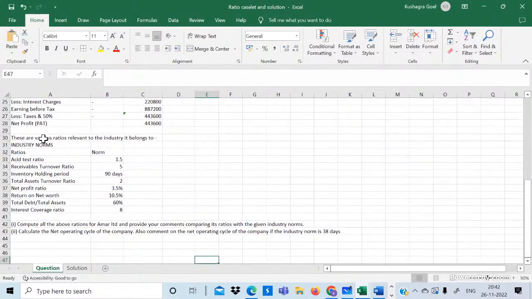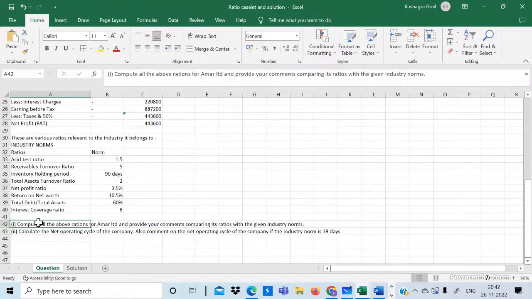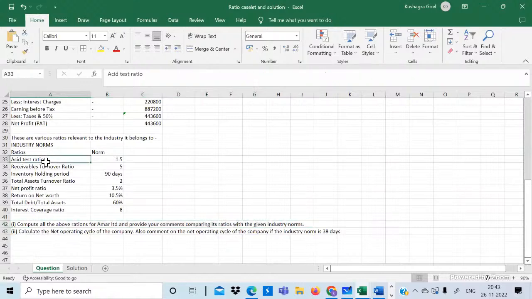Okay. So they've given all this data and now they're saying compute the above ratios for your company, which is Amar Limited, and provide your comments comparing the ratios with the industry norms. So the first thing that we have to do is calculate these ratios for our company. So we'll calculate acid test ratio, debtors turnover ratio, inventory holding period, total asset turnover ratio, net profit ratio, return on net worth, debt to asset ratio, interest coverage ratio for our company.